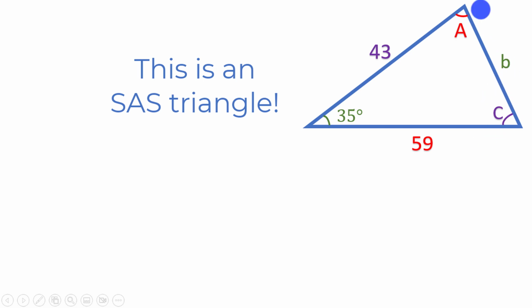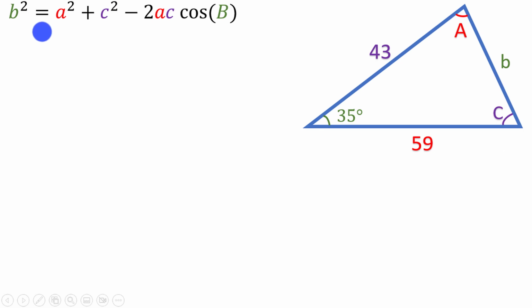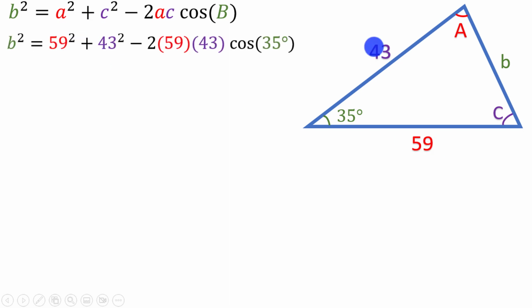You can't solve for either of the angles because in order to solve for an angle, you would need to know the two sides that are adjacent. For both of these angles, we are missing the adjacent side of lowercase b, so we can't use the law of cosines quite yet to solve for uppercase A or uppercase C. If we want to solve for lowercase b squared, we know that that is equal to the sum of the other two sides squared, which is 59 squared plus 43 squared, minus 2 times those two side lengths, 59 times 43, times cosine of the angle that is opposite to lowercase b, which is 35 degrees.